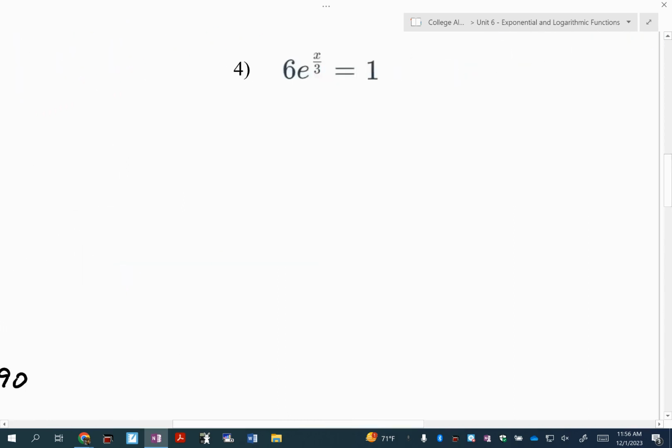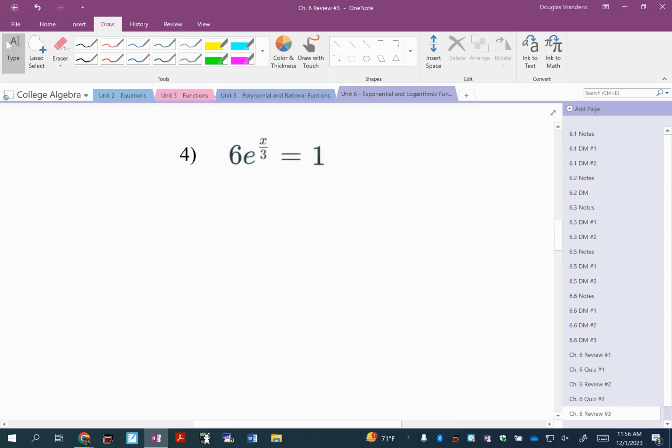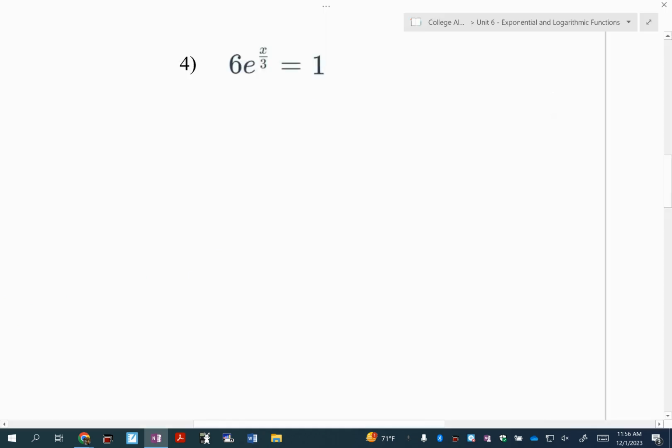Okay, let's do number 4. Similar idea. To start, I notice there's a 6 in front of my base of e. So I'm going to divide both sides by 6.